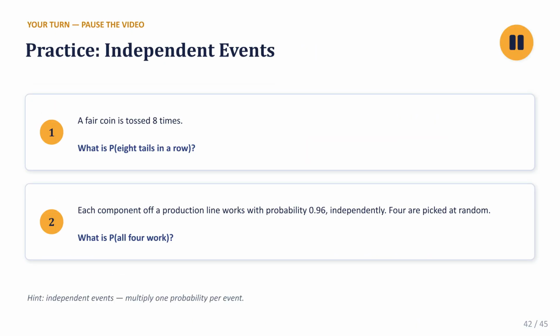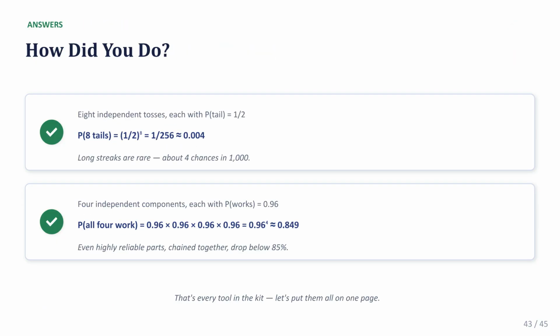Time for your final practice. Pause the video and solve these 2. First, calculate the probability of flipping 8 tails in a row with a fair coin. Second, calculate the probability that 4 randomly selected components all work, given each has a 96% success rate. These require the multiplication law. Good luck. Let's review the answers.